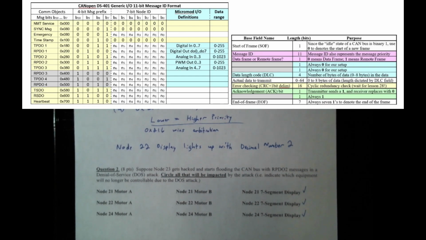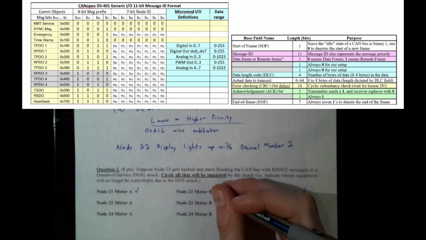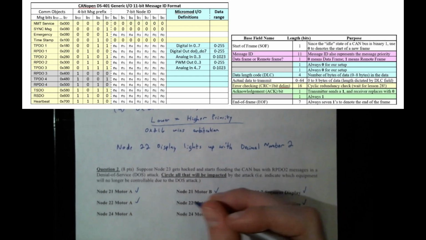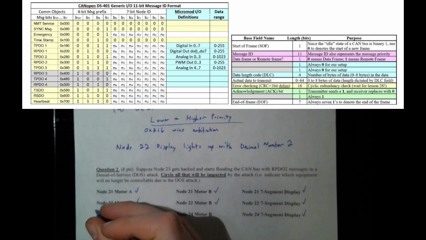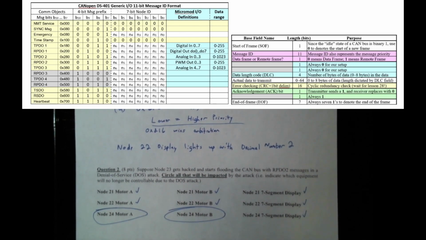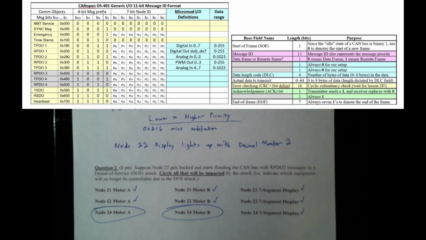So the question is, what else might sort of lose out here? And compared to node 23, again, lower is going to be higher priority. So anything with a lower number than 23 is also going to win out in arbitration. So node 21 wins for both motors, node 22 wins for both motors, and then the only thing that's left is node 24. So node 24 has a higher node ID than node 23. That means it's going to lose out, and it's going to lose out for both motors because of the fact that it has this higher node ID. It doesn't really matter which motor.